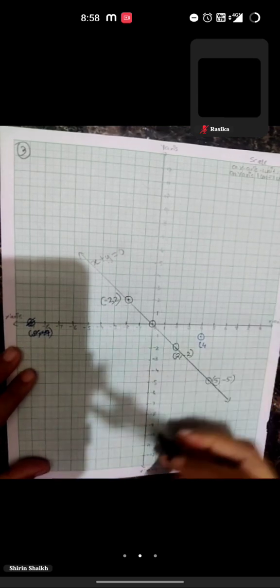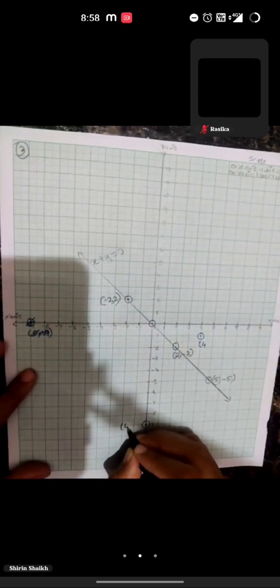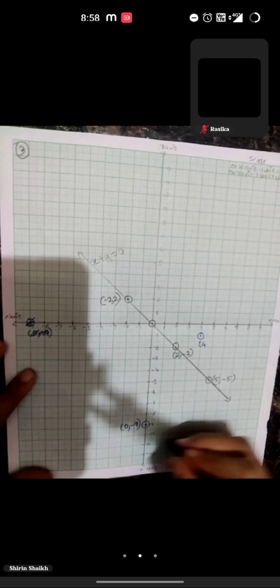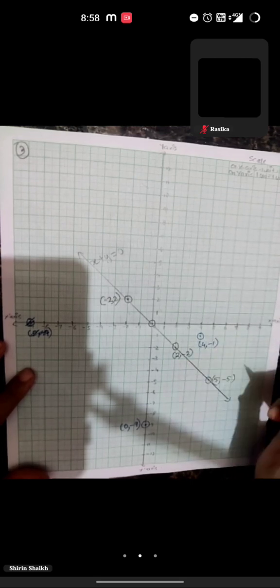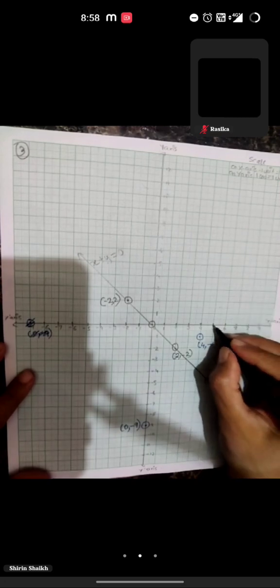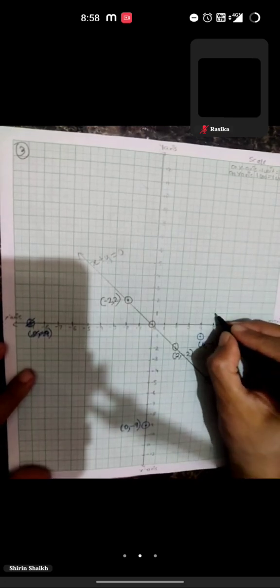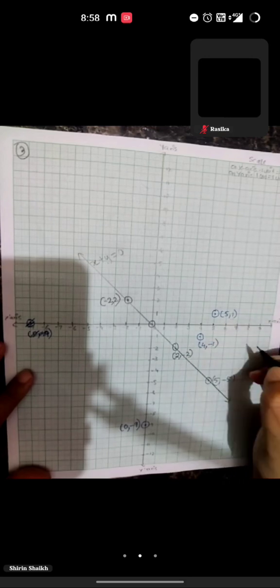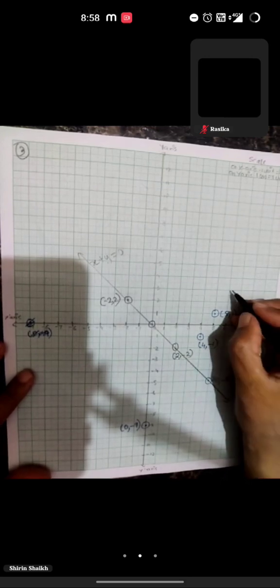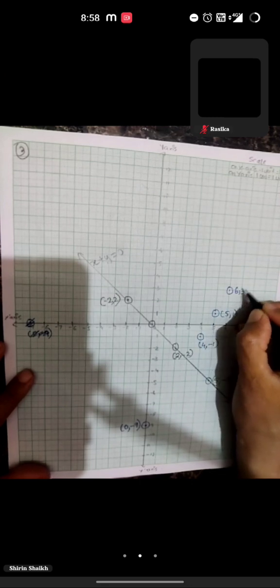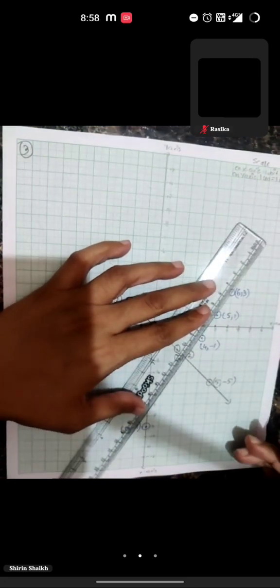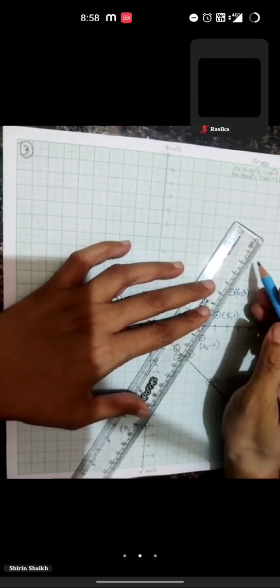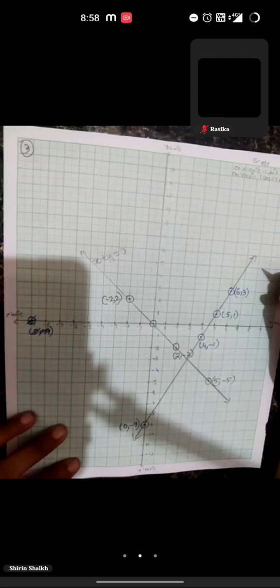I'm sorry, 0 and minus 9 will be here. X is 0 and y is minus 9. X is 4 and y is minus 1. Then x is 5 and y is 1. Then 6 and 3. Okay. Now I have to draw a line passing through these points. Yes, and I have to write the equation.